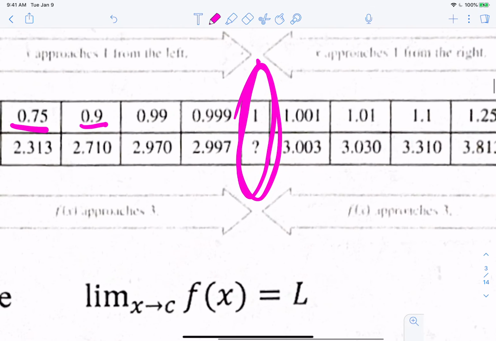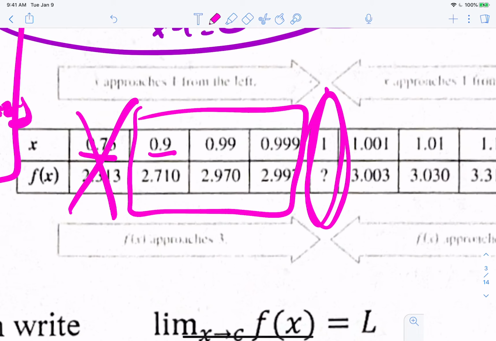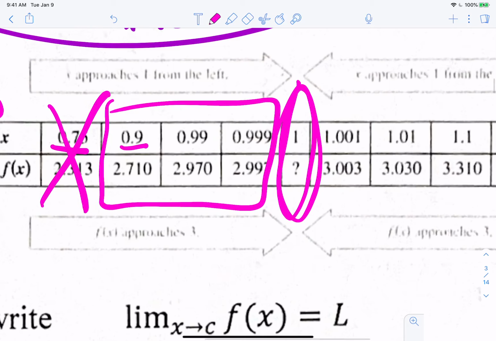So we start with 0.75, we start with 0.9, 0.99, 0.9999, and Brooklyn says, why do you plug this one in? Because that's so far away from 1. It would just make more sense to plug in 0.9, 0.99, 0.999, whatever, okay? So maybe you only choose to do these 3 on either side, doesn't matter. The values that you get when you plug in 0.9 is 2.71, 0.99 is 2.97, 0.99999 is 2.997, okay? Those values look as though it's approaching 3, okay?